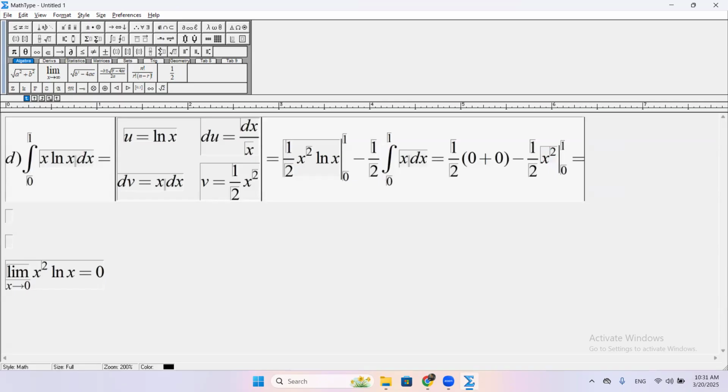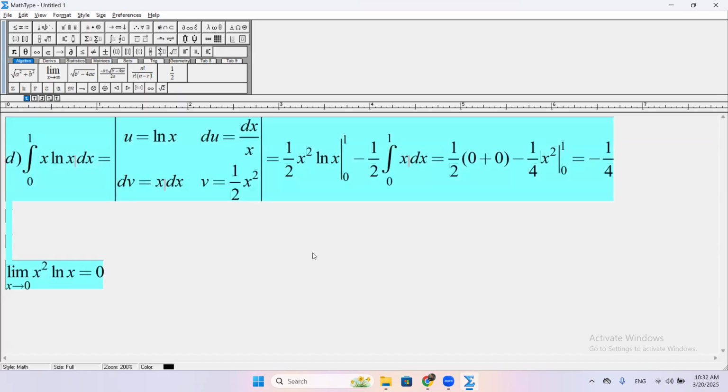So yeah, and here we have minus 1 over 4. So the result is minus 1 over 4. Okay, any questions about this exercise? Okay, if no questions, let's move next.